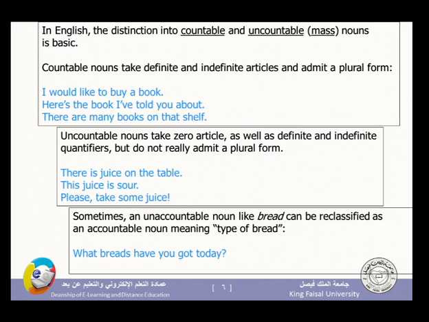Of course, sometimes bread is uncountable. But if you are talking about different types of bread, French bread, Arabic bread, English bread, you are talking about different types of it. So sometimes an uncountable noun, like bread, can be reclassified as a countable noun, meaning a type of bread, like what breads have you got today? Fresh bread. A type of bread, in this case, is treated as countable.